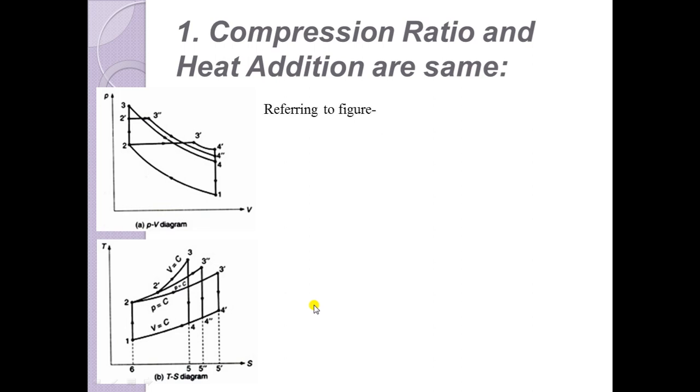So, referring to the figure, now we compare Otto cycle and diesel cycle when compression ratio and heat additions are same. State 1 to 2 are same for both the cycles as the compression ratio is same. You can observe in your PV diagram as well as TS diagram, the state point 1 to state point 2 are same. Either the cycle may be Otto, diesel or dual cycle.